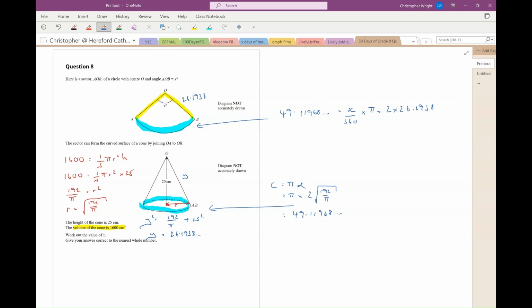I've got the 49.11968 on my calculator already, so I times that by 360, divide by 2, divide by 26.1938, and divide by pi. That gives me x equals 107.443 and so on. I'm asked to find x, giving my answer correct to the nearest whole number. So 107 is my answer for x. And that's question 8 done.